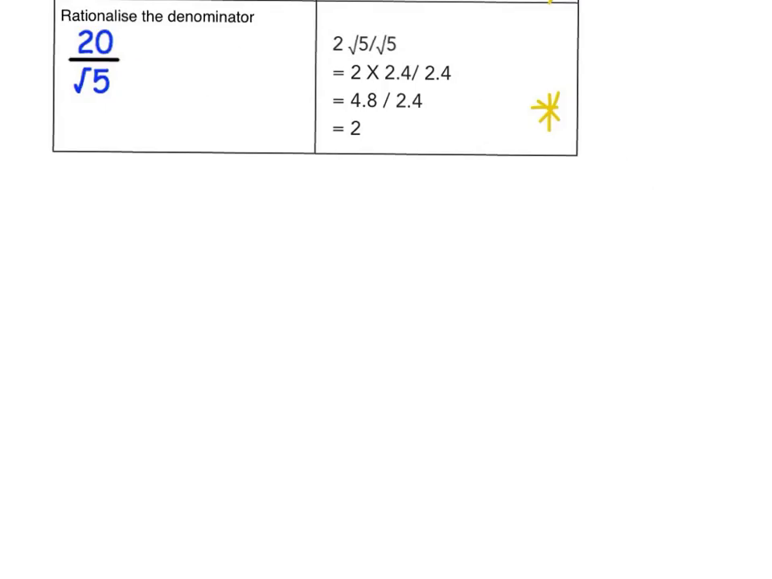Now we've done a little bit of this. You've got the right idea. Oh no, you haven't quite got the right idea from here. So we've got 20 over root 5. So rationalising the denominator means get rid of that root 5.